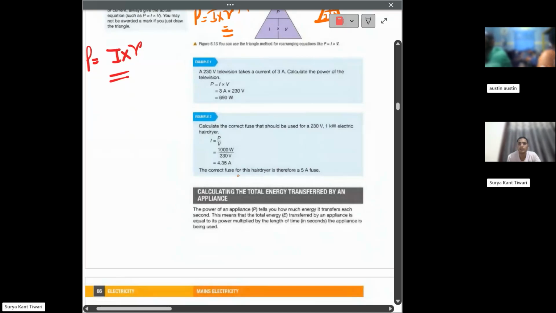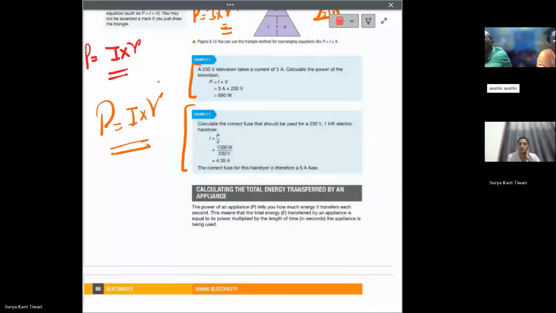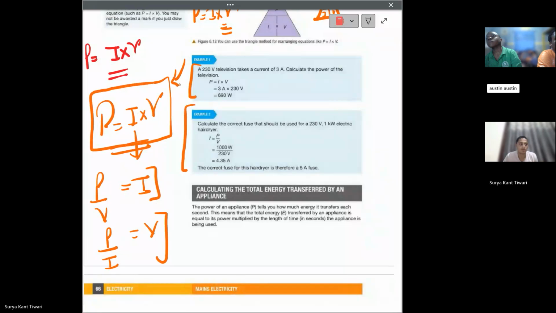Can you do this multiplication? Just remember the formula. Power is equal to current times volt. If you want to find current, you can write it as I equals P over V. Or if you want to find V, you can write power over current. These are the three formulas that you will get from this relation.